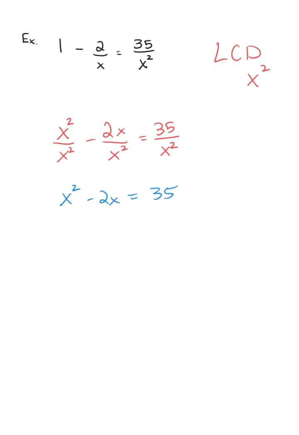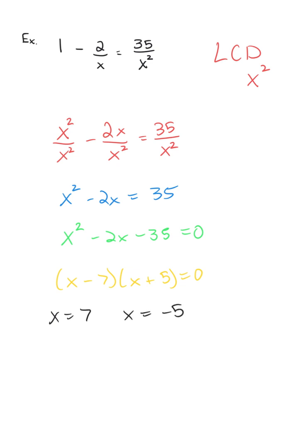Let's get it solved for 0. X squared minus 2x minus 35 equals 0. This is easily factorable. Again, you're looking at a trinomial. Factor it when easy. X minus 7, x plus 5 equals 0. And so then you're just solving for that. So you have x is equal to 7, x is equal to negative 5, and that would be your answers.